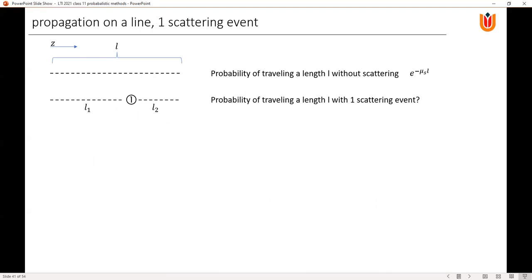Okay. So now let's zoom in on such a trajectory. So propagation on a line where there is one scattering event. On top, the dotted line is the propagation that the photon will take when there is no scattering event. So the probability of traveling a length L without scattering would be exponential minus μs times L. But now the question is, what is the probability of traveling a length L with one scattering event?